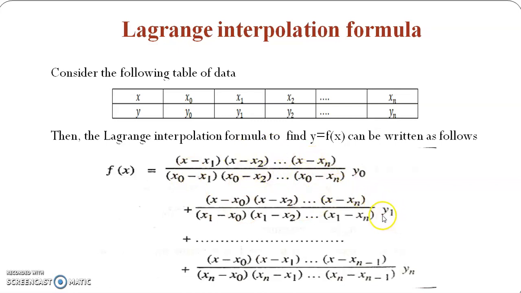Similarly for the second term, here we have y1. Now corresponding x value is x1. Now leave x1, start from x0, leave x1, use x2 here, x minus x2 and up to x minus xn. Now put x equal to x1, minus become x1 minus x0, x1 minus x2, x1 minus xn and so on. Similarly up to last term. So this is known as Lagrange interpolation formula. Very easy to remember. It maybe looks tough.